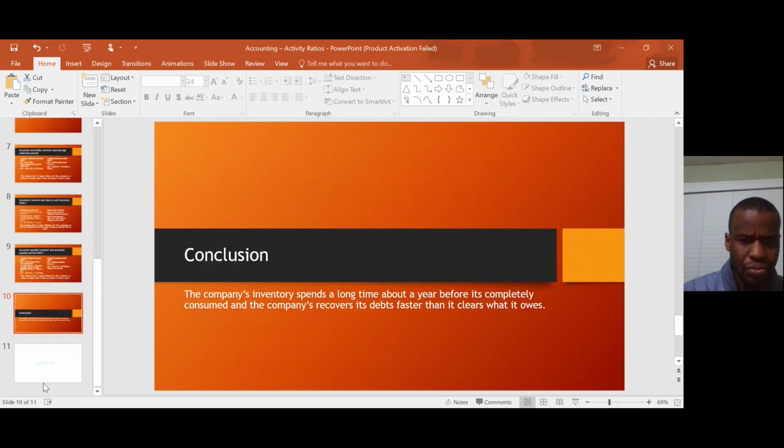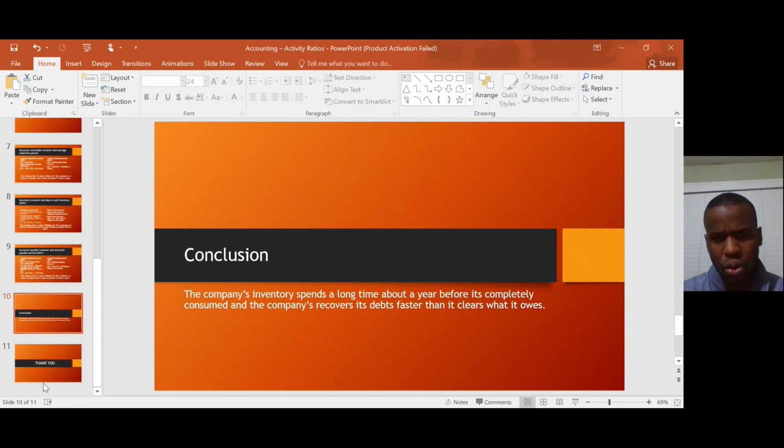So in conclusion, the company's inventory took quite some time to be bought, and the company also, as indicated by the activity ratios, does collect its debts faster than it clears what it owes. That is, in a nutshell, the conclusion we can make. It became very difficult for us to make a conclusion on a comparative basis because we don't have the activity ratios for the previous years.